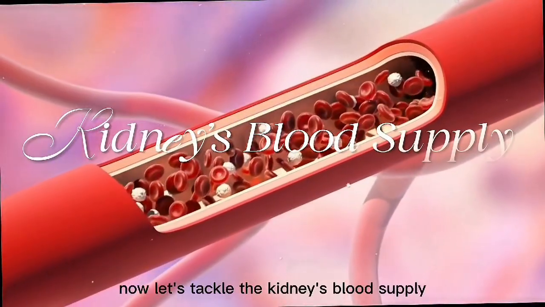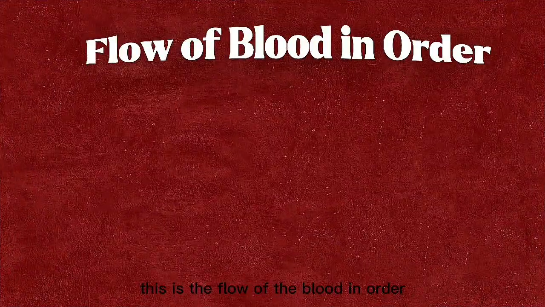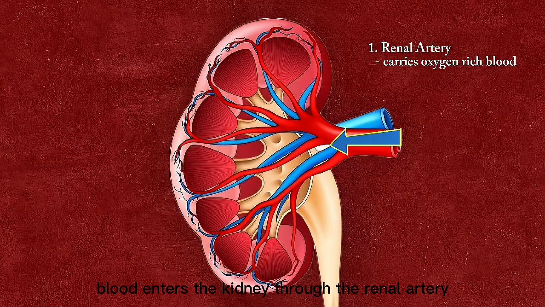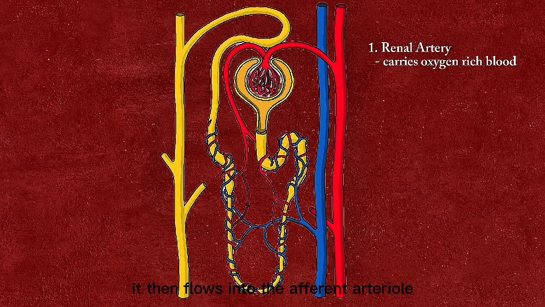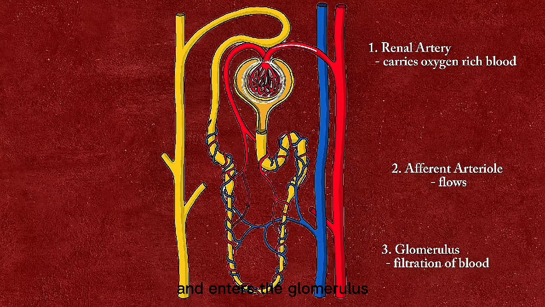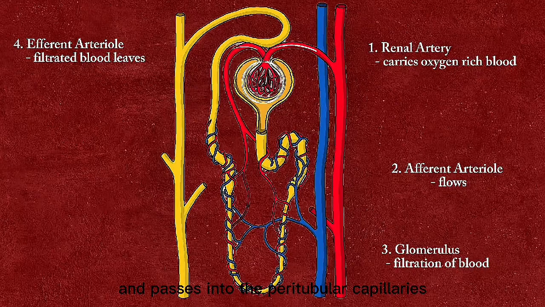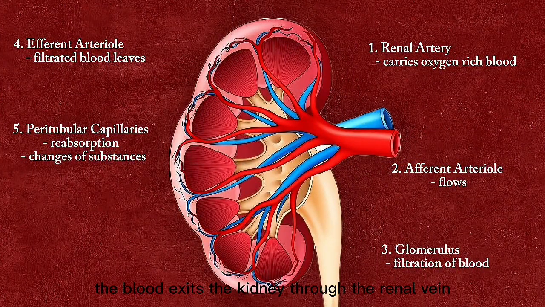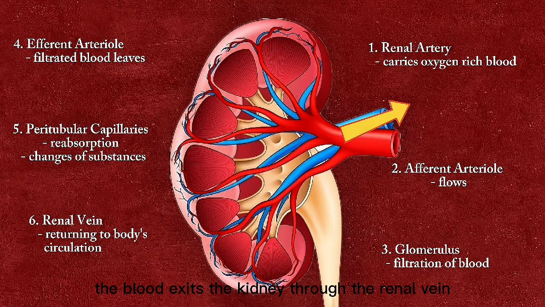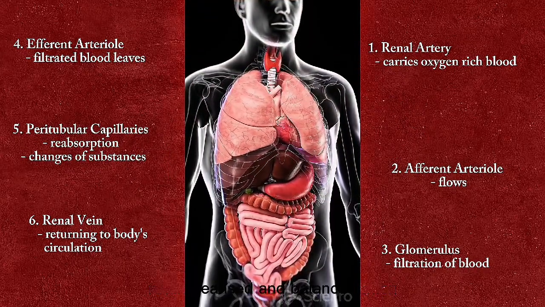Now, let's tackle the kidney's blood supply. This is the flow of the blood in order. Blood enters the kidney through the renal artery, which carries oxygen-rich blood from the heart. It then flows into the afferent arteriole and enters the glomerulus, where filtration of blood takes place. From there, the filtered blood leaves through the efferent arteriole and passes into the peritubular capillaries or vena recta for reabsorption and exchange of substances. Finally, the blood exits the kidney through the renal vein, returning to the body's circulation cleansed and balanced.